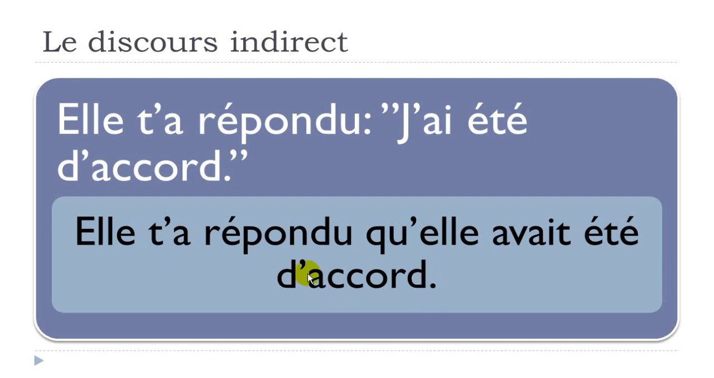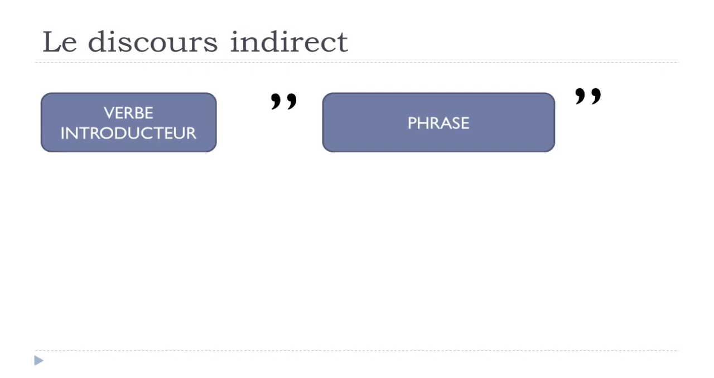All right, so remember, the first part doesn't change, elle t'a répondu. Sorry, you don't need to modify it, you don't need to change it. But then the second part, j'ai été here, passé composé, will become avait été here. So it's the plus que parfait. Okay? So let's see now another possibility.